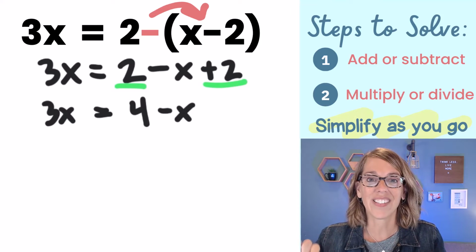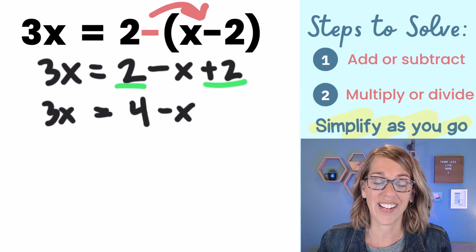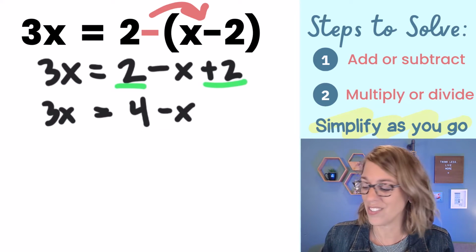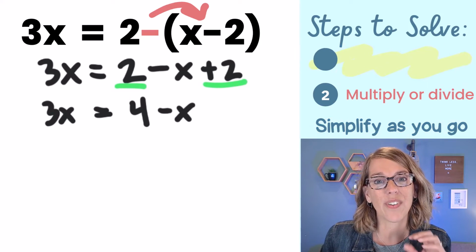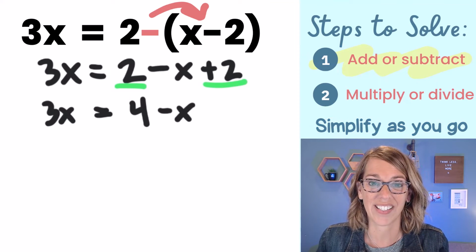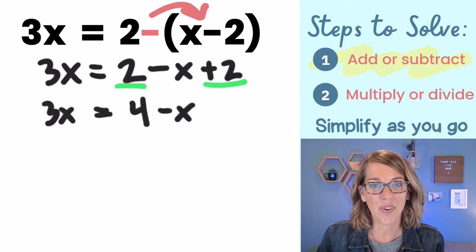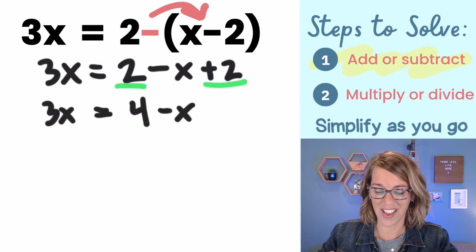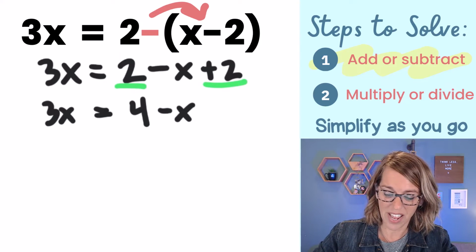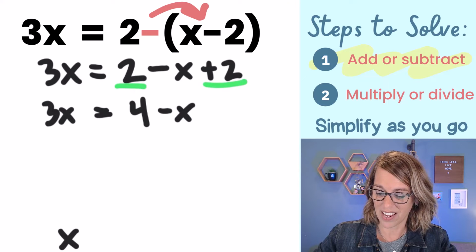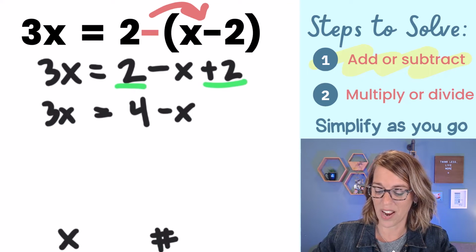Now there's nothing else that I can do on the individual sides, on the left or on the right. So that means that I am ready for that add or subtract step. I want to get x's on one side and numbers on the other. This time, let's go ahead and put x's on the left side and numbers on the right side.